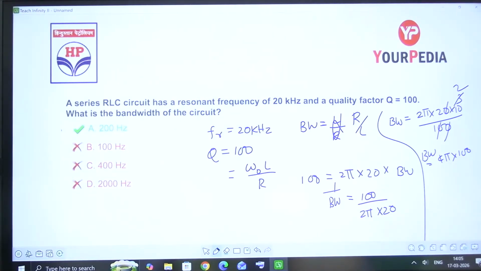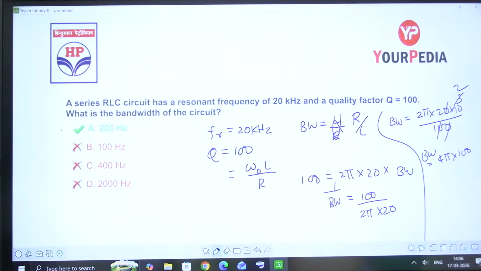A series RLC circuit bandwidth formula is either omega naught into L by R, or 1 by omega naught into RC. Sorry, not bandwidth, quality factor. Quality factor of series RLC circuit can be taken as omega naught into L by R, or you can take 1 by omega naught into RC.